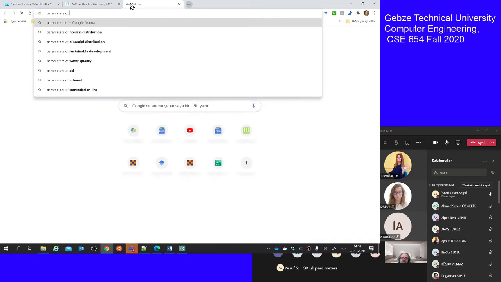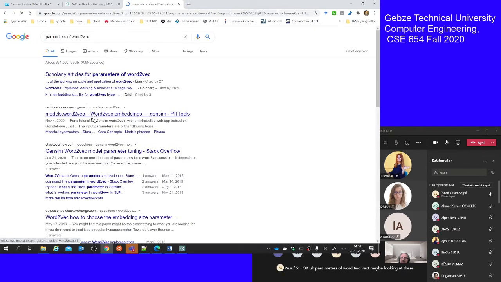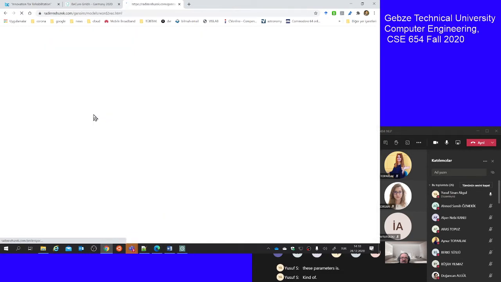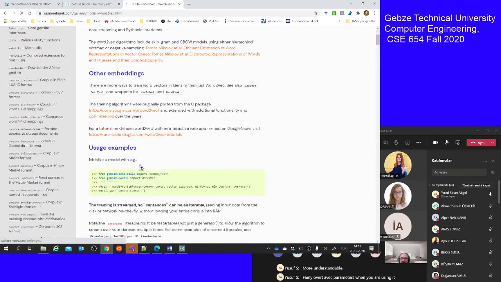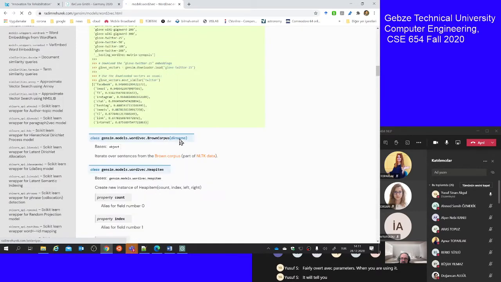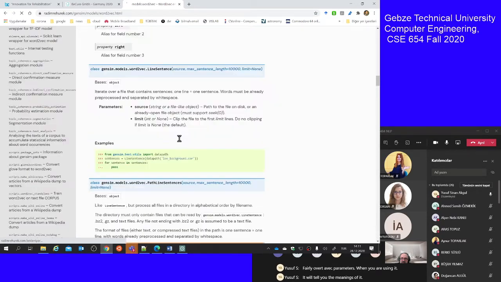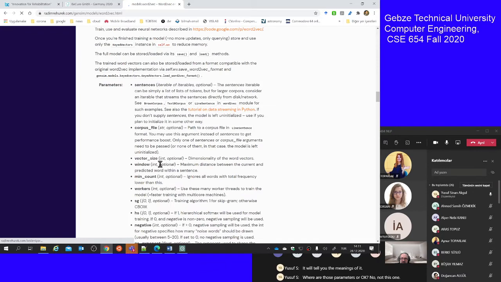Parameters of word2vec. Maybe looking at these parameters makes it more understandable for you. Word2vec parameters, when you are using it, will tell you the meanings of it. Where are those parameters? Okay, no, not this one. Parameters. Okay, good.